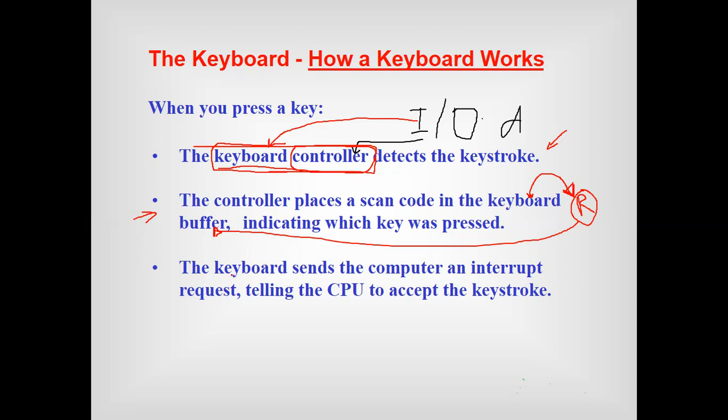Then the keyboard sends that key as an instruction. Remember, each key has a scan code, more like an address. That scan code is then sent to the computer. An interrupt, which is a request, is sent. An interrupt is basically a request telling the CPU, can you accept this particular keystroke that has been clicked on the key?